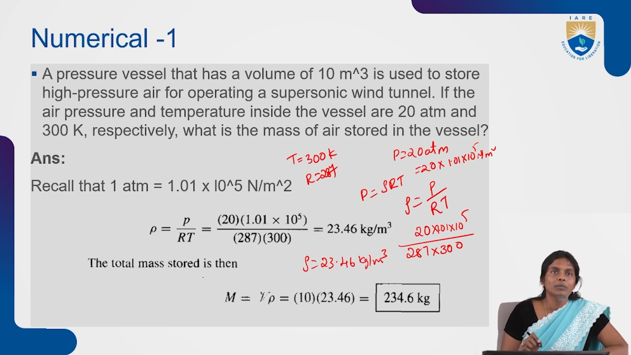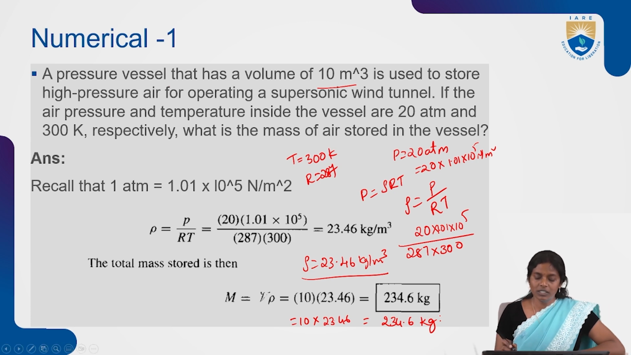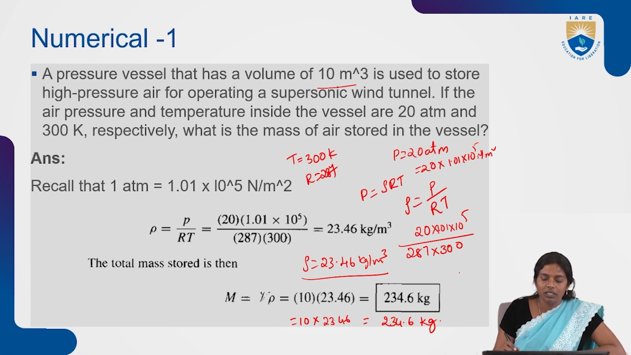Now the total mass stored inside the vessel, what can you write? M equals V, the volume, into density. The volume they have given is 10 meter cube, so 10 into the density we got, 23.46. From there, the total mass stored inside the vessel is 234.6 kg. So this is the total mass stored inside the vessel.